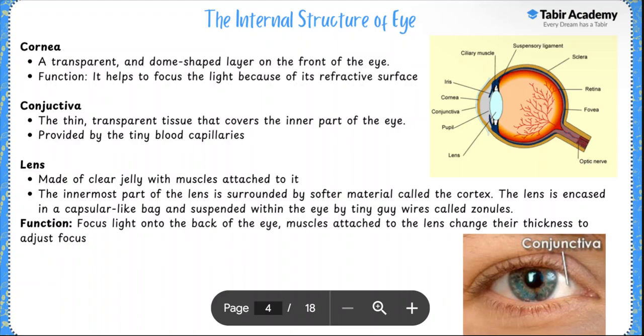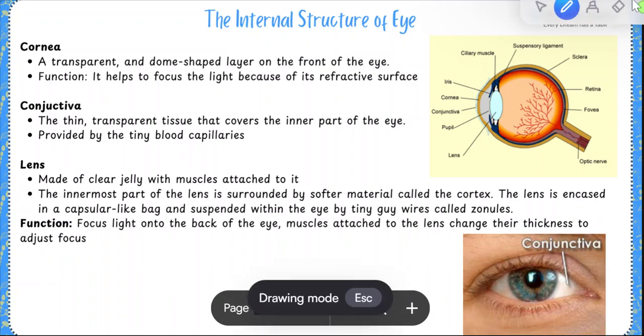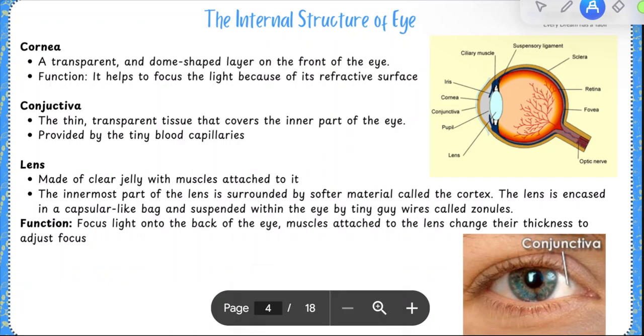So there are a few structures within the eye that we need to be aware of, and they constitute the internal structure of the eye. Starting with the cornea, which is a transparent dome-shaped layer on the front of the eye. So this right here, the brown covering over here, is the cornea. It helps to focus the light because of its refractive surface.